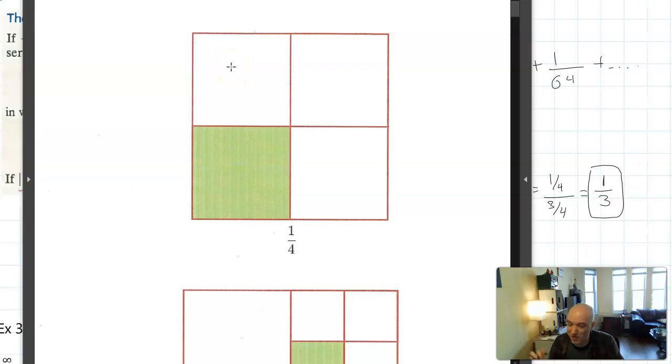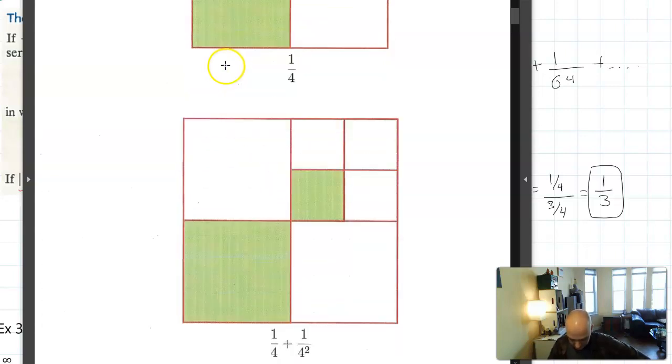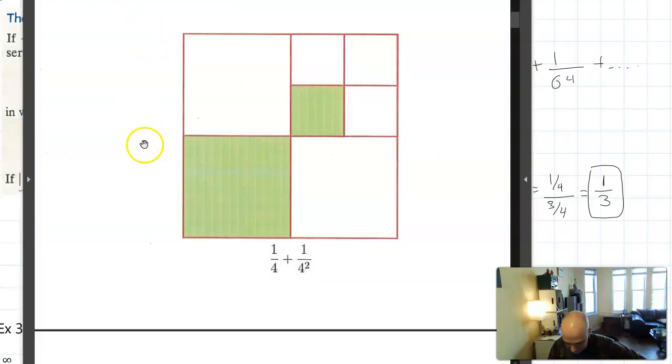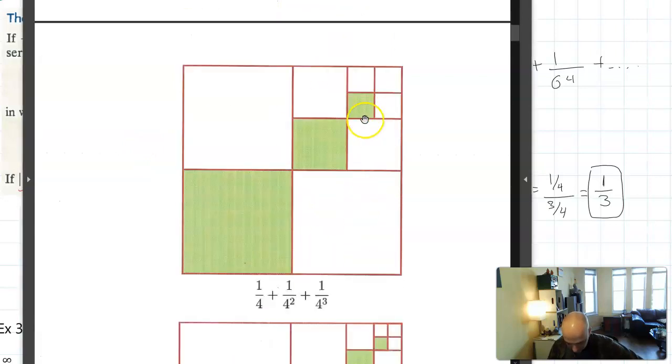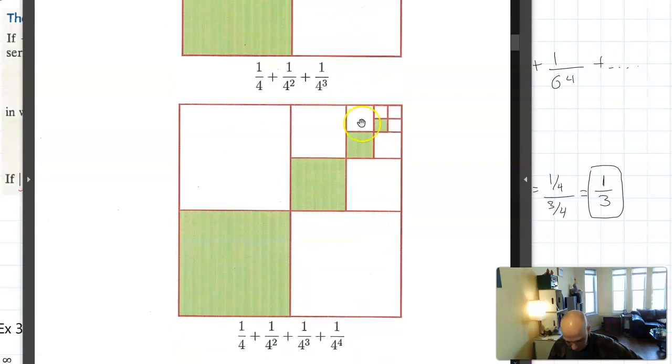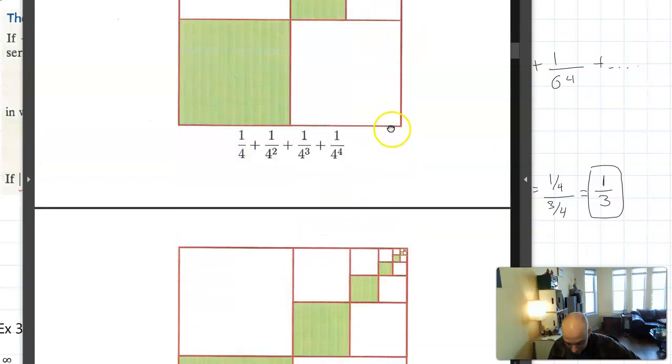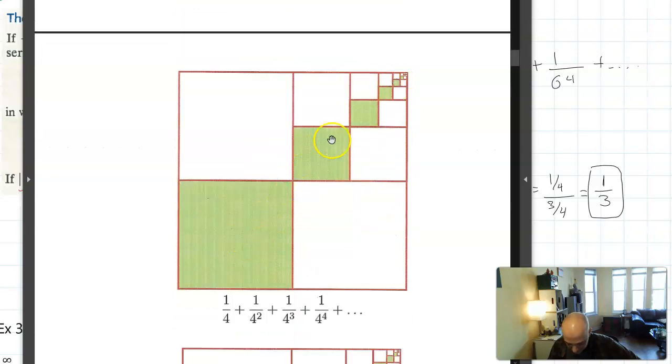Here's another picture of the 1/4 situation. Maybe you didn't like triangles. Maybe you like squares because they have to do with 4. It's pretty natural to divide those into 4. So here's 1/4. Here's our 1/16. Here's our 1/64. Here's our 1/4 to the 4th, whatever that is, and so on. You can imagine this going infinitely on.